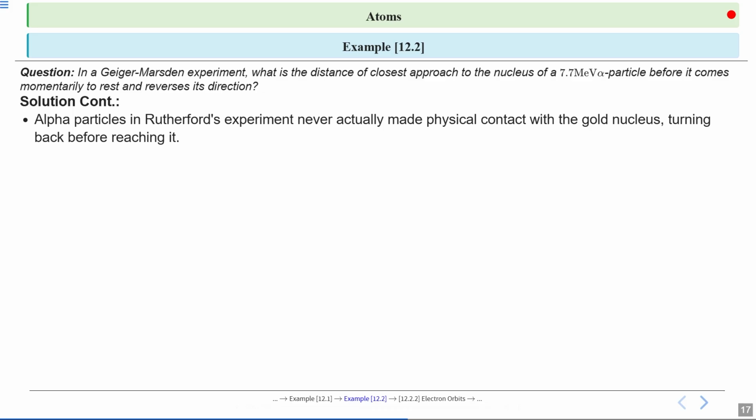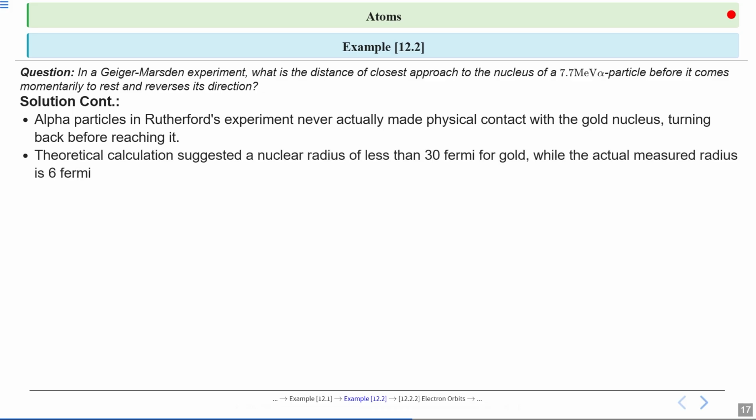So let's clarify what actually happens in Rutherford's experiment. The alpha particles, which are positively charged, never physically touch the gold nucleus. Instead, they get very close and then turn back due to the strong repulsive force. This shows us that the nucleus is very small and that most of the atom is empty space. Now let's compare theory with measurements. Calculation based on the experiment suggested that the gold nucleus should have a radius of less than 30 femtometers, or Fermi. But when scientists actually measured it, they found it was only 6 Fermi.